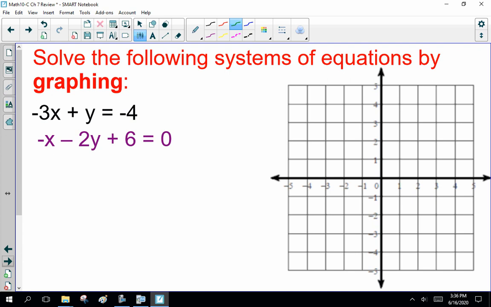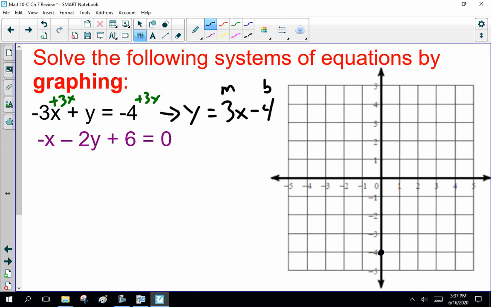Now with graphing, it's always y equals. So for this first equation, minus 3x plus y equals minus 4. How do you get y all by itself? That is, how do you get rid of minus 3x? Well, add 3x to both sides. This becomes y equals 3x minus 4. Now, this goes right back to chapter 6, graphing. Your b value is minus 4, and your m value is 3, your slope.